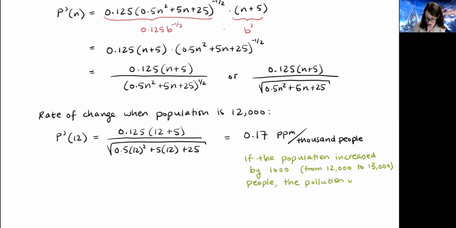So the pollution would, in this case, increase because the rate of change is positive. And the amount of increase would be approximately 0.17 parts per million. So starting at 12,000, adding an additional 1,000 people to this community would, according to this model, increase the pollution level by about 0.17 parts per million.